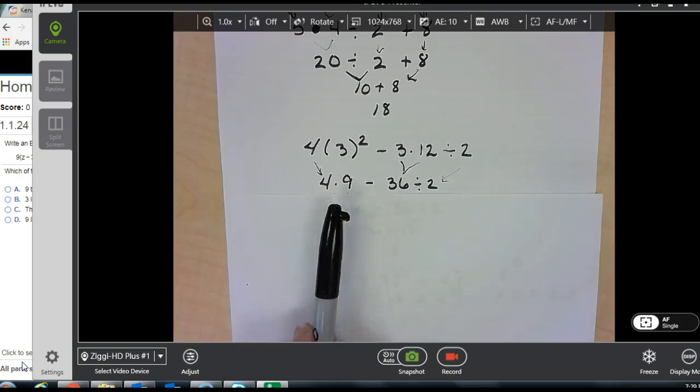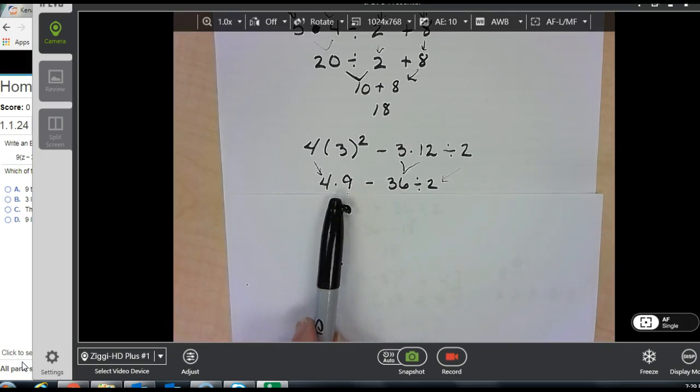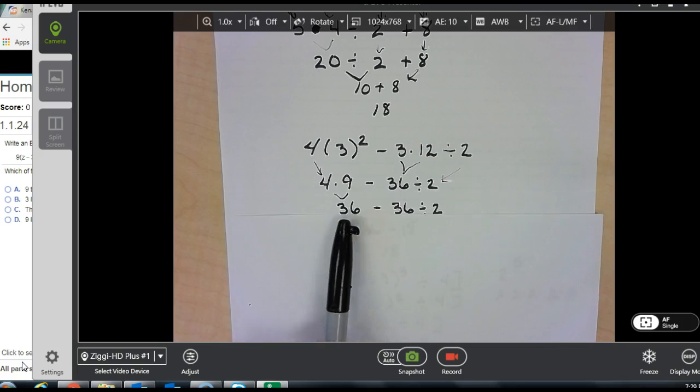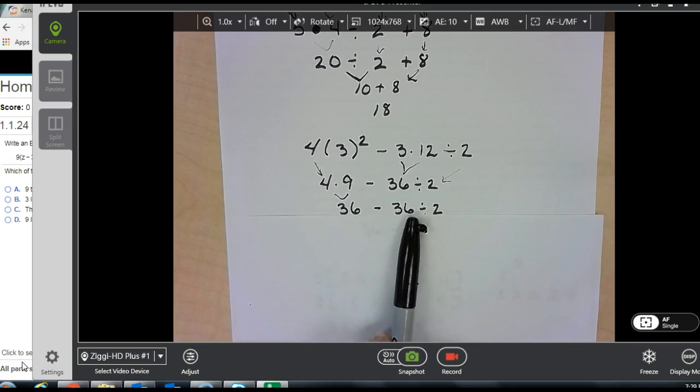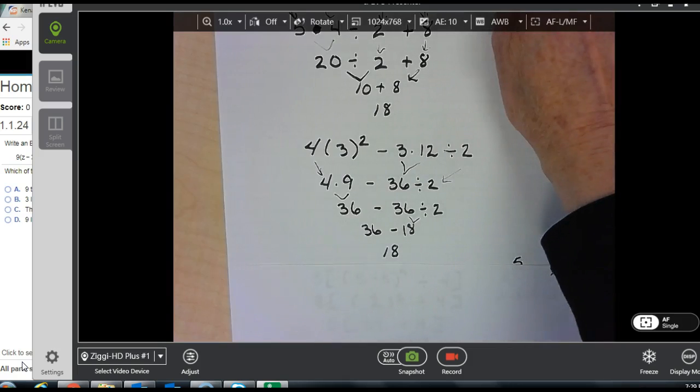And now I have multiplication and division, but I have a subtraction in between it. So I have to do 4 times 9 is 36. And then do the 36 divided by 2, which is 18. Again, if you want to write these down at the same time and just come down and get the 36 minus 18, that is fine. 36 minus 18 is 18. And then that problem's done.